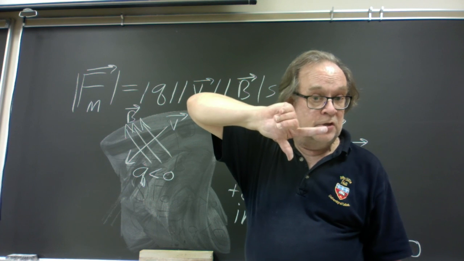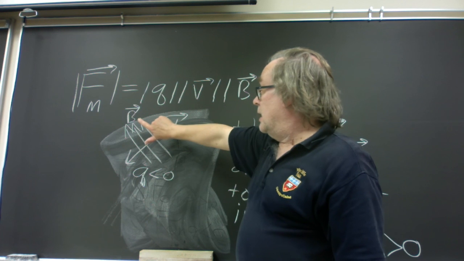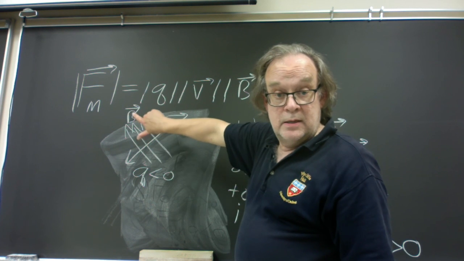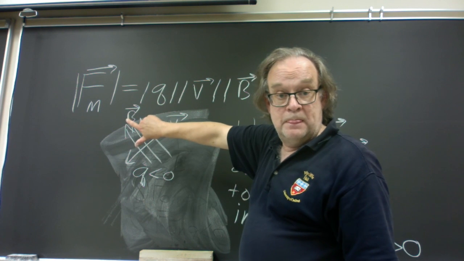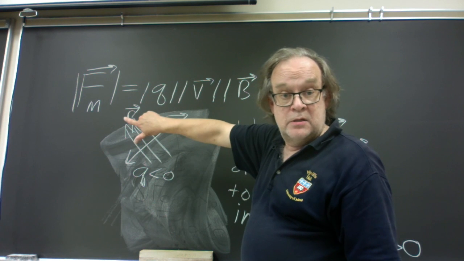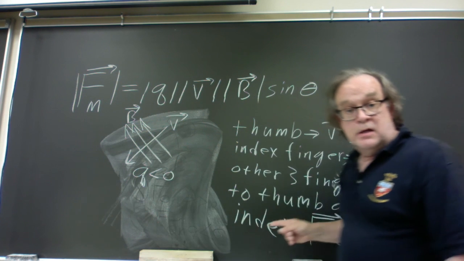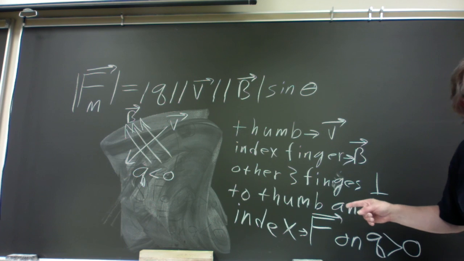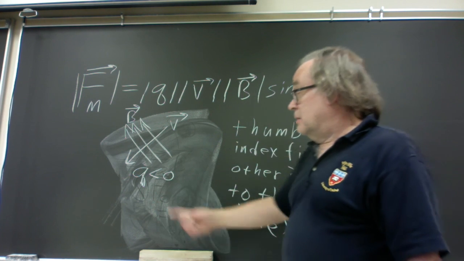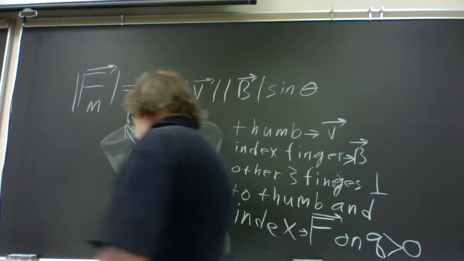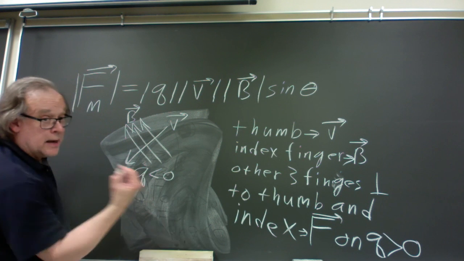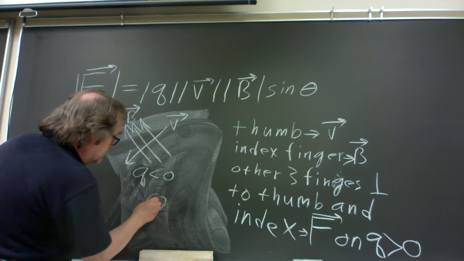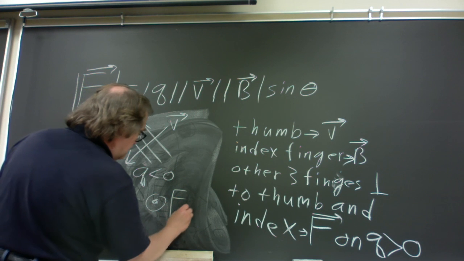until they're perpendicular to index finger and thumb, and then again they point in that way, so that the three other fingers give you the direction of the force on a positive charge that way, but since this is a negative charge, the force points the opposite way, points perpendicular to the blackboard, out of the blackboard.